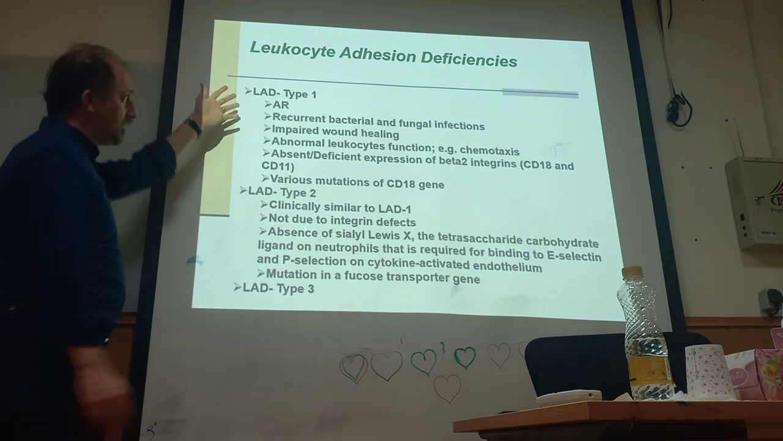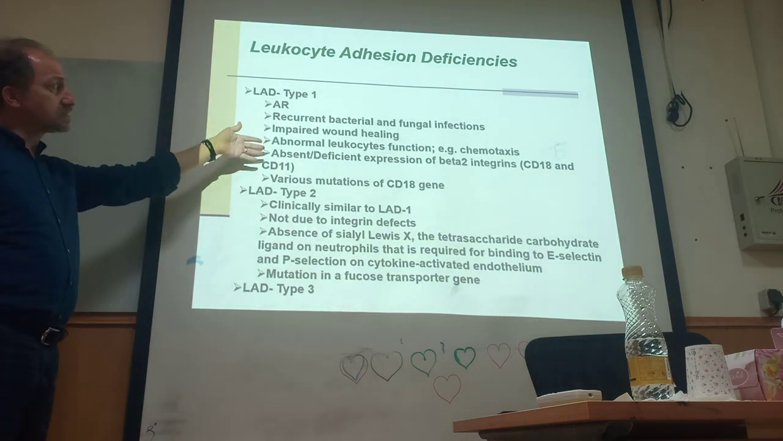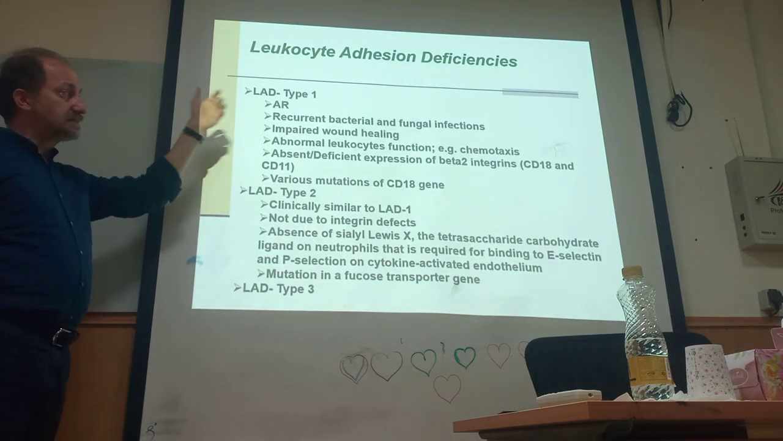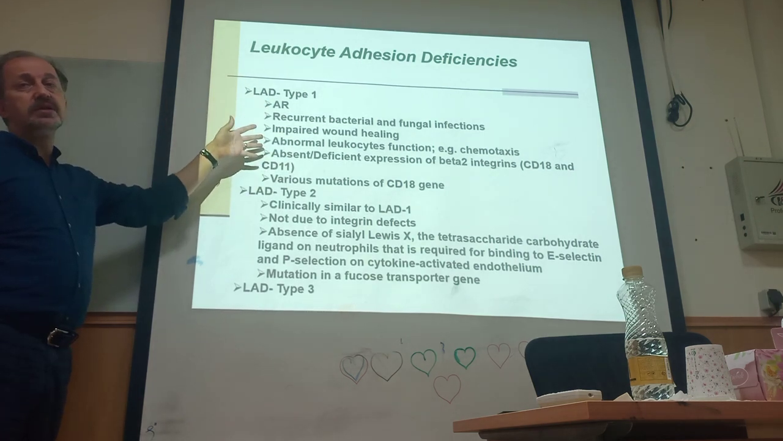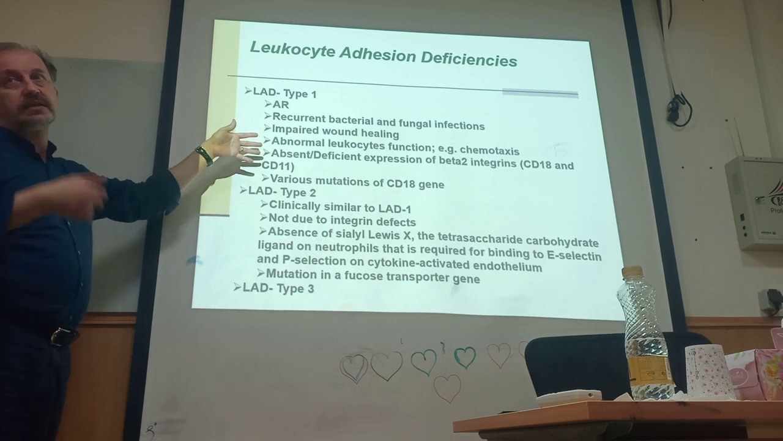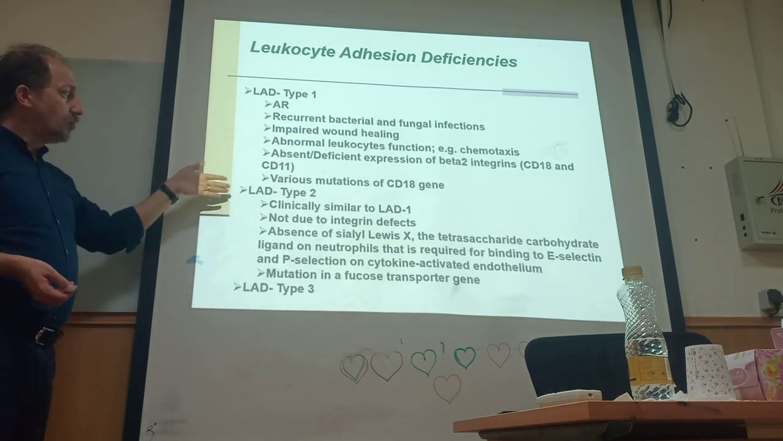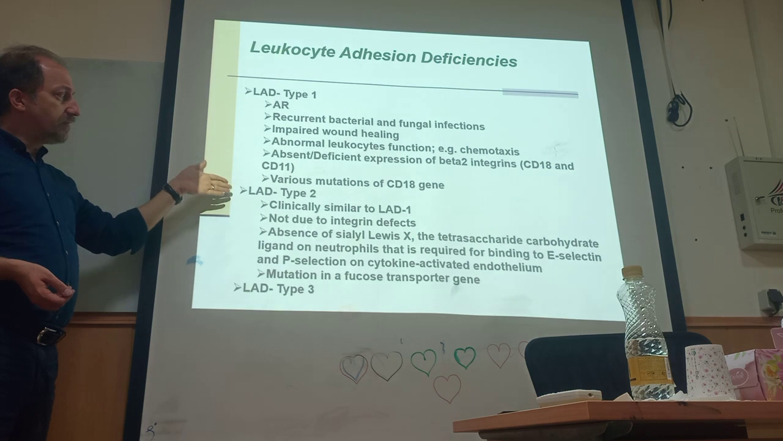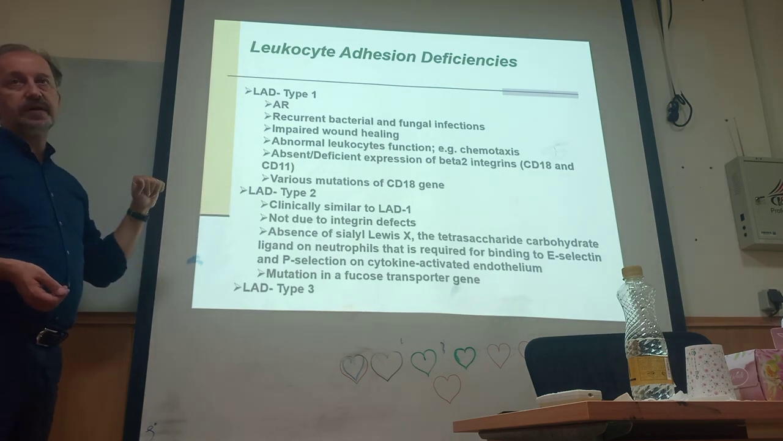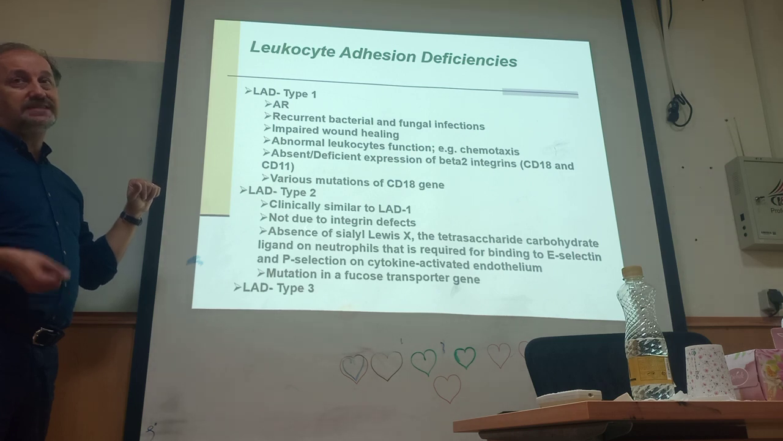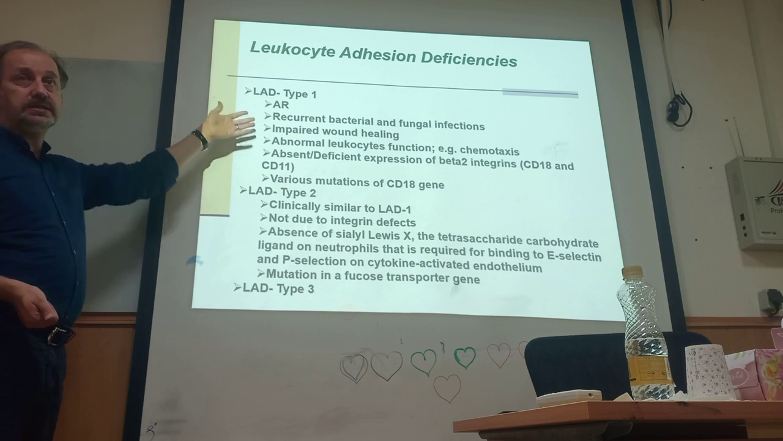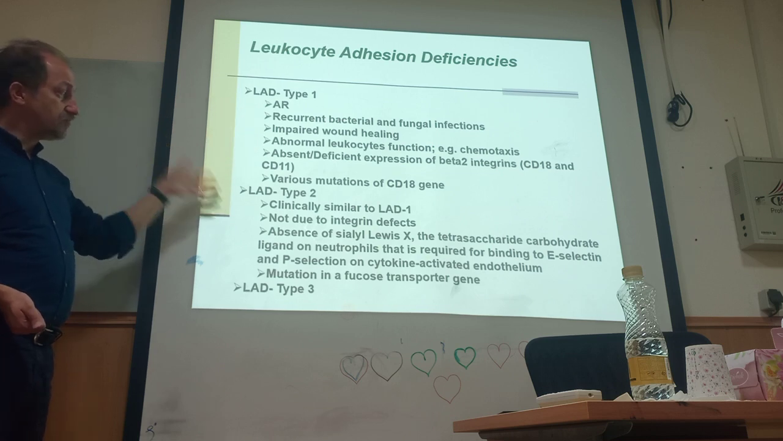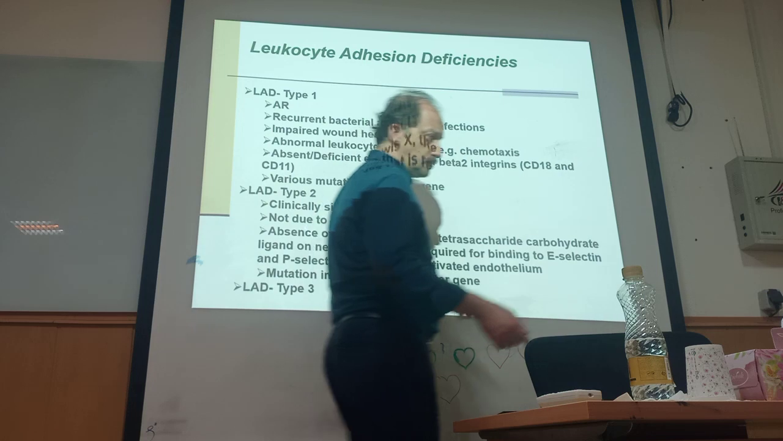So in LAD type 1, the defect is based on beta-2 integrin, and CD18 and CD11 are responsible, so we should detect these as defects of LAD type 1. But in LAD type 2, the defect is not based on integrin. It's based on the absence of the fucose transporter. And we usually check CD15. So CD18 and CD11 for LAD type 1, and CD15 for LAD type 2.